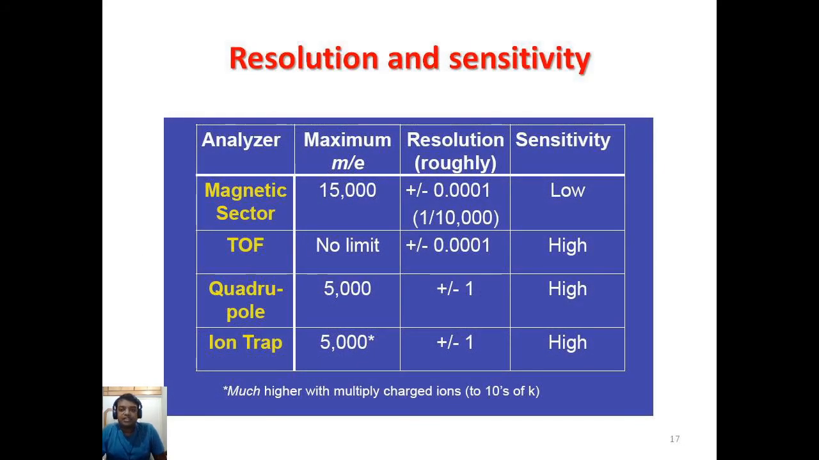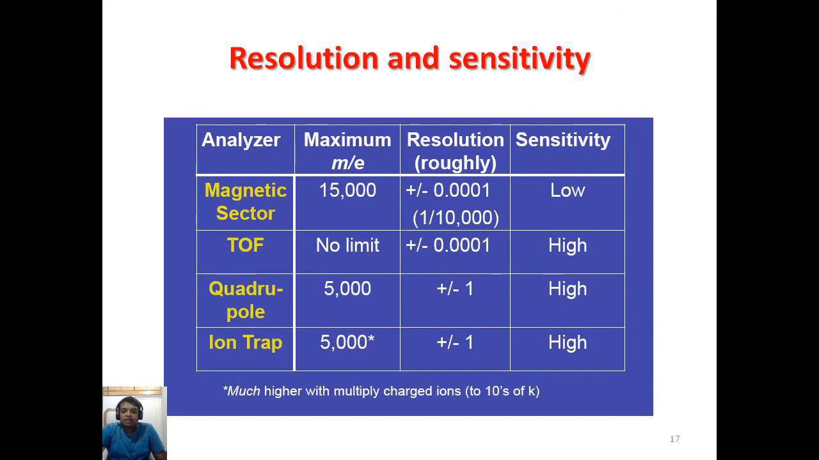This is the resolution and sensitivity of the molecules when using time of flight and the rest of the analyzers. These are the analyzers: magnetic, time of flight, quadrupole, and ion trap. Then this is the mass upon charge ratio capability of each analyzer. TOF, as I already told you, has no limit. From 0.001 mass to thousands of mass, you can easily separate it out. A magnetic sector analyzer is capable only up to 15,000 mass. Quadrupole is capable of only 5,000 mass, and ion trap is again 5,000 mass.